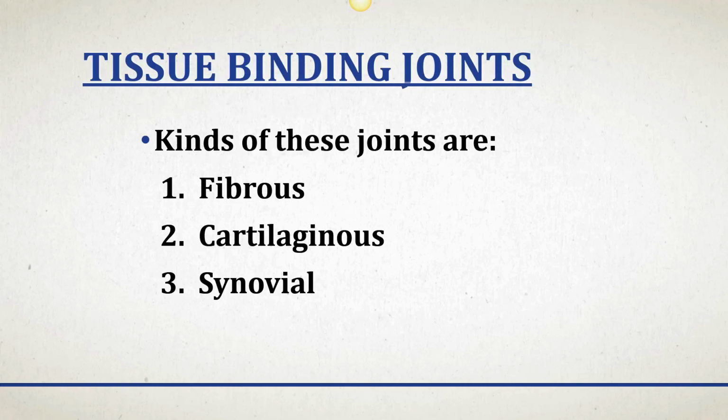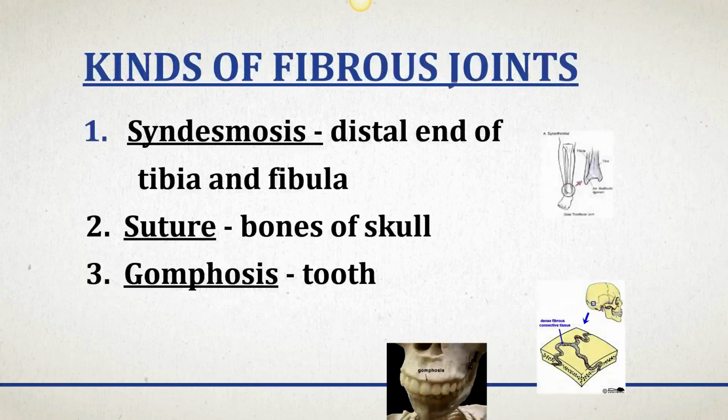And then we have the tissue. So there's fibrous tissue, cartilaginous tissue, and synovial. And we'll talk about some specific examples of each of these. So examples of fibrous joints include the syndesmosis, which is at the distal end of the tibia and fibula. So that's where those bones come together, and you can see them here in the ankle.